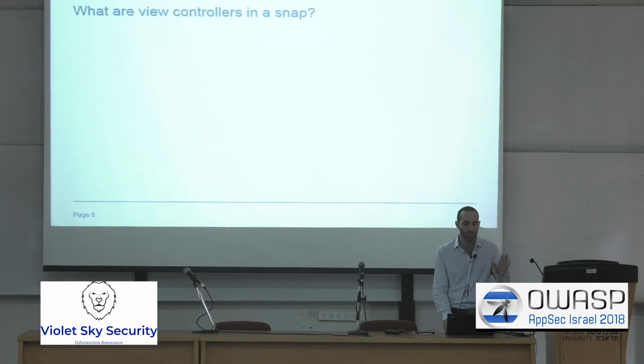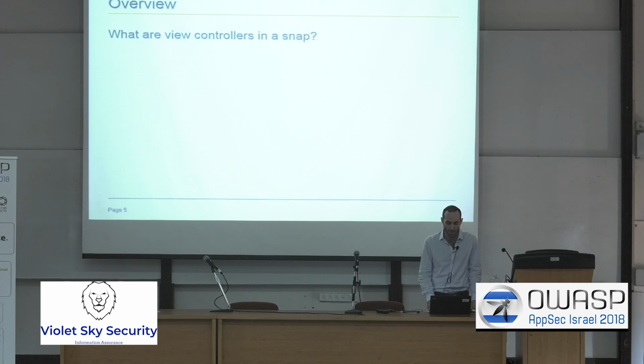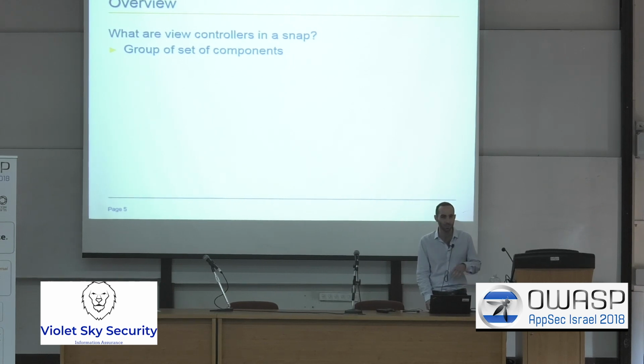So, view controllers. What are view controllers in general? We'll go in depth later, but just generally, view controllers group together a set of components in iOS applications. If you have an iOS application, it has several components, and the view controllers group those components together. They are also in charge of the code that is related to those components: the code, the methods, the functionalities. Often view controllers correlate to a single screen.